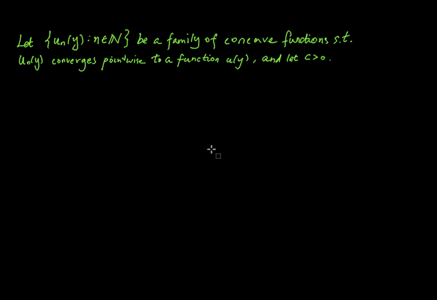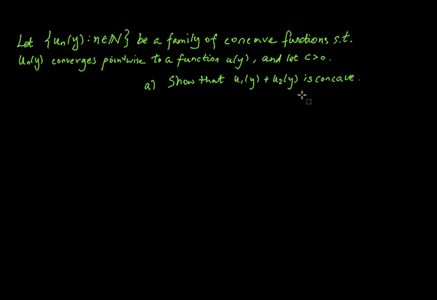In our first exercise, we are interested in which kinds of functions are concave, and we will be looking at, given a family of concave functions, how we can compose them in certain ways such that we will have concave functions again. So, let un, n within the naturals, be a family of concave functions such that the un converge pointwise to a function u, and let c be a constant. Then let us consider exercise A.